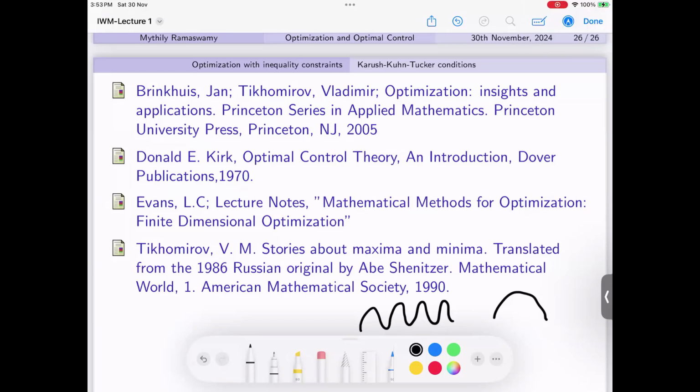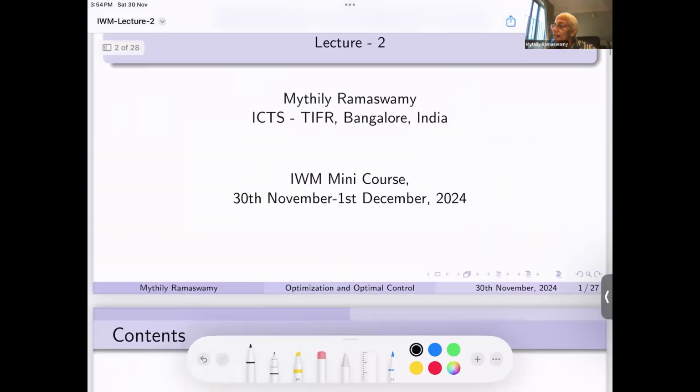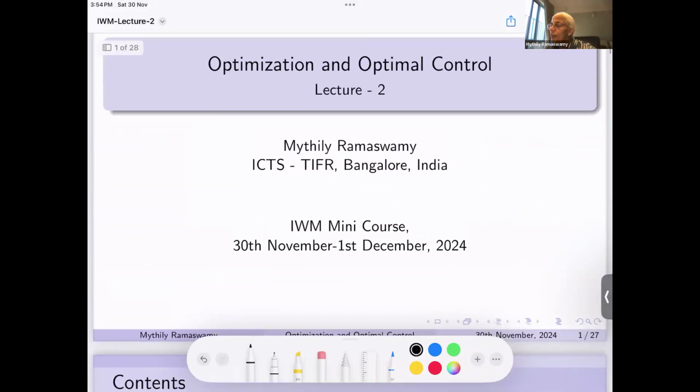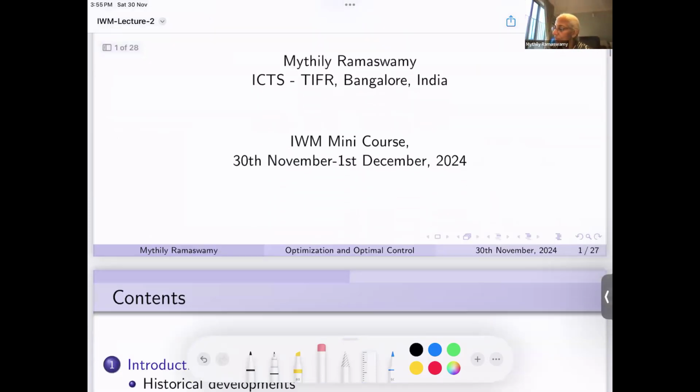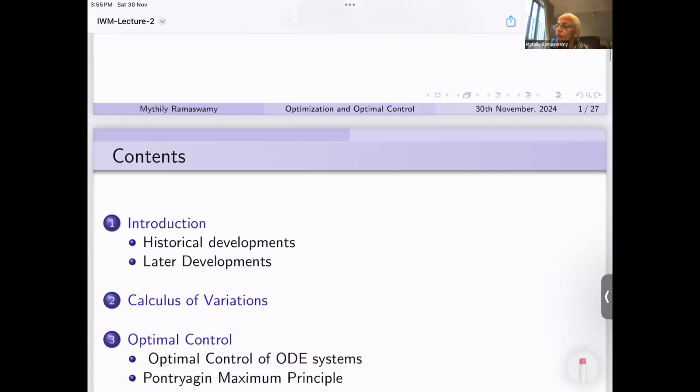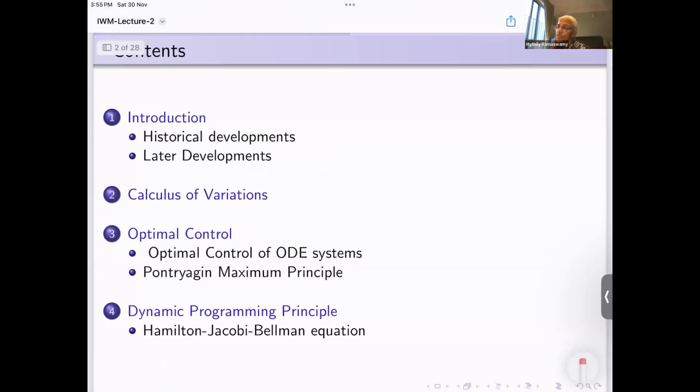Okay, so this is time. Anything else? The second lecture, I wanted to take up calculus of variations and optimal control. So whatever is possible, let me remove all this. I organized it like this: a little bit of history, then I'll start with calculus of variations, and then we will go to optimal control.